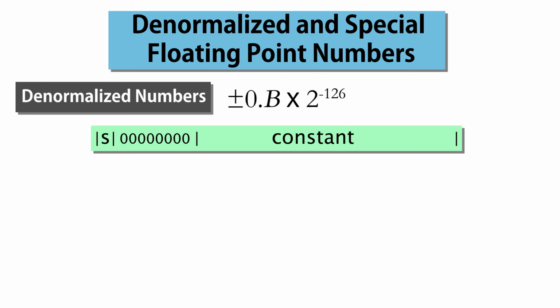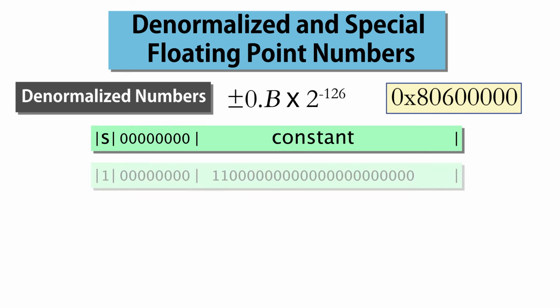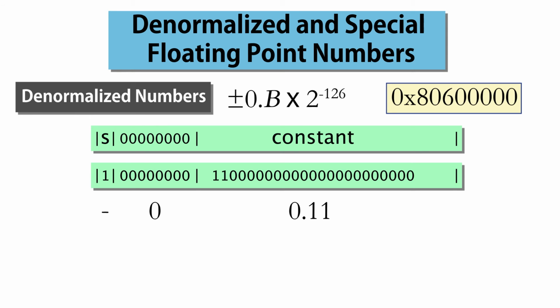Let's look at an example. Suppose we have the hexadecimal string shown here and wish to interpret this as a 32-bit floating point number. In binary, this is the bit string shown here. Since the exponent field is all zeros, we see that this is a denormalized number. Since the sign bit is 1, it's negative. And finally, the constant is 0.11. Putting this all together, this represents the real number minus 0.11 times 2 to the minus 126. And putting this into standard scientific notation, this gives us minus 1.1 times 2 to the minus 127. Note that we couldn't represent this in normalized form, since the exponent is outside the normalized range of exponents for 32-bit floats.